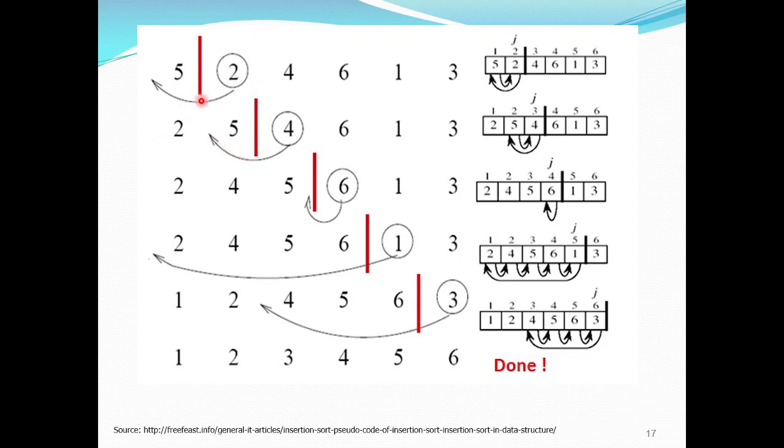After this partition, we move to the second partition with the third element, number 4. So we compare 4 with 2. Is 4 less than 2? No. Is 4 less than 5? Yes. That means 4 needs to be inserted between 2 and 5. The same goes for the rest of the process until the list is sorted in ascending order.